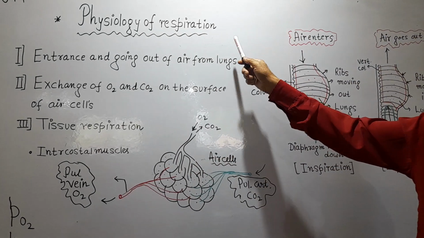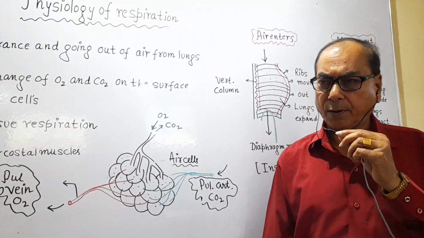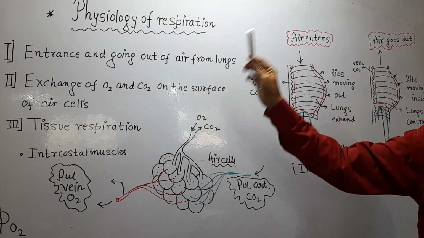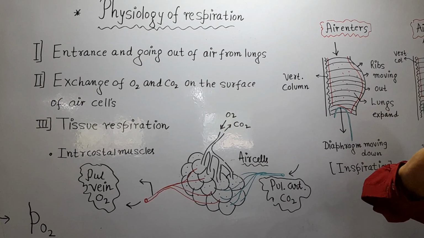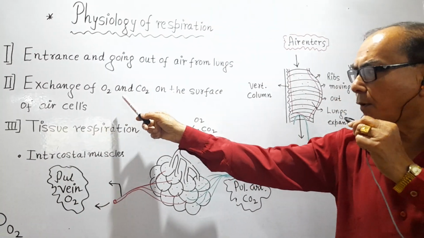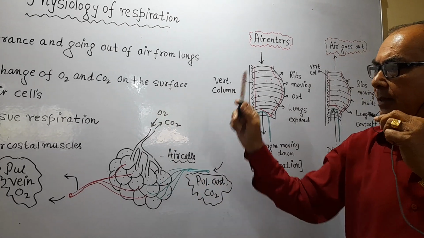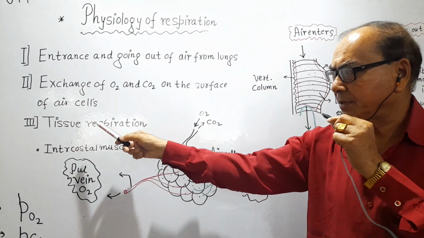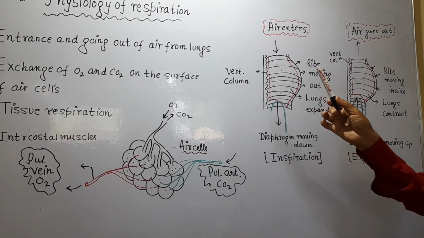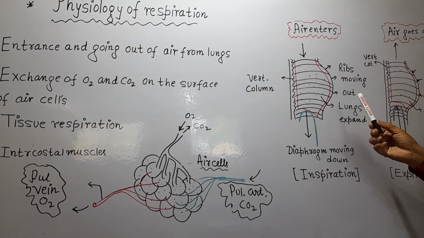Now, in the physiology of respiration, there are three very important factors. Number one, the entrance and going out of the air from the lungs, यानी एयर का फेफड़ों के भीतर प्रवेश करना और बाहर निकलना. Second step is the exchange of oxygen and carbon dioxide on the surface of the air cells. And the third important step is the tissue respiration. अब इन तीनों स्टेप्स को हम फिजियोलॉजी ऑफ रेस्पिरेशन में आपके सामने हम एक्सप्लेन करके दिखाएंगे विद द हेल्प ऑफ द डायग्राम.